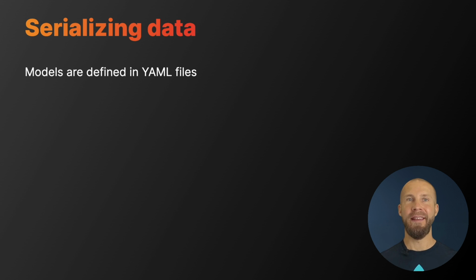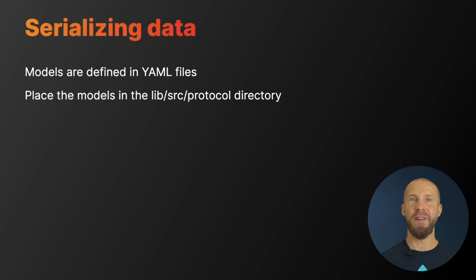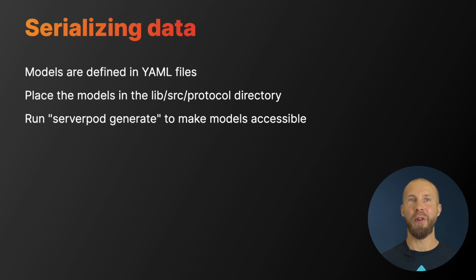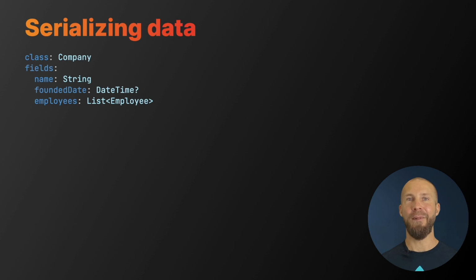Serverpod defines models in YAML files and then generates Dart classes from them. Place your models in the lib/src/models directory, then run serverpod generate to make the models accessible to the client and to the server. This is a simple example of a YAML file defining a model. Serverpod supports serialization of most of the basic Dart types, including booleans, integers, doubles, strings, DateTimes, and byte data. You can also add lists and maps. If you add a list or a map, it must be typed with a type supported by Serverpod. Null safety is also supported.